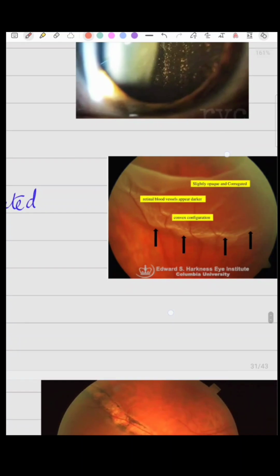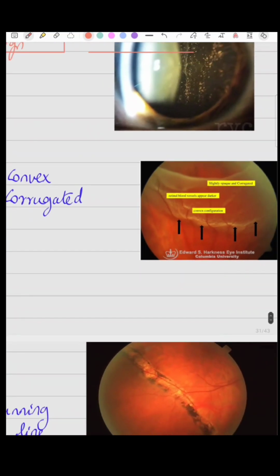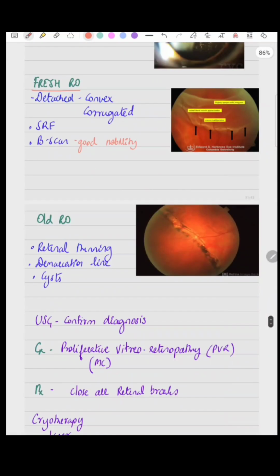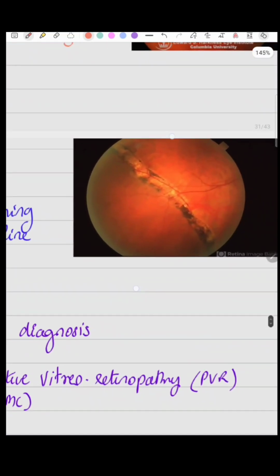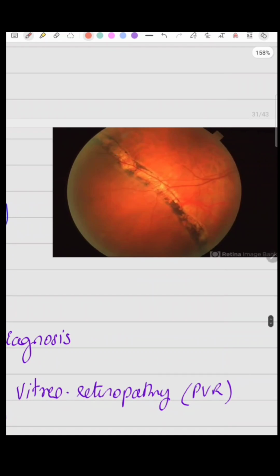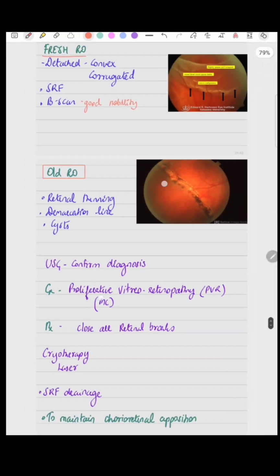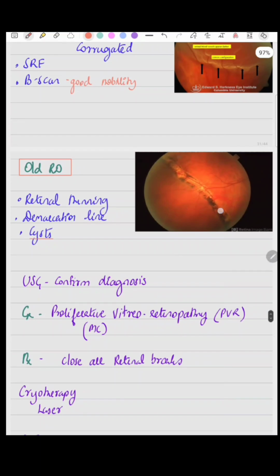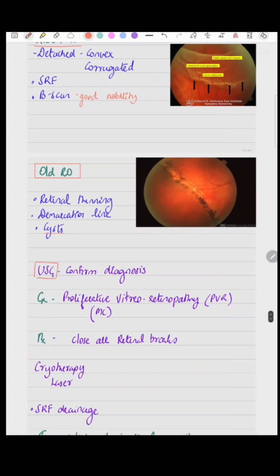B-scan ultrasonography shows good mobility of the retina and the vitreous. In case of fresh RD, there will be good mobility. In old RD, there is retinal thinning due to atrophy, and there is formation of subretinal demarcation lines, also known as high watermarks. In very old RD, secondary intraretinal cysts can also be there. ERG can be subnormal or absent, and ultrasound is used to confirm the diagnosis.